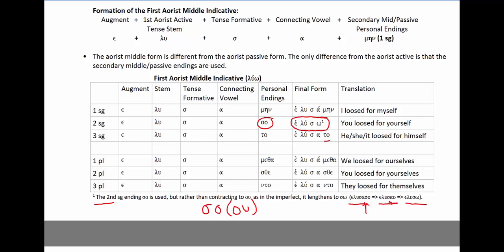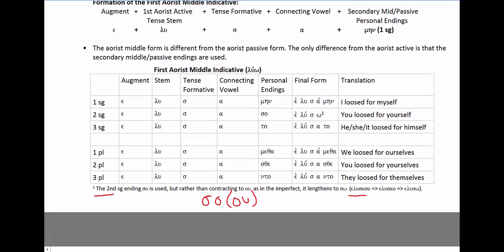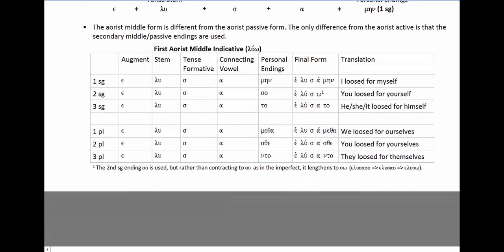So to pronounce these, let's say them out loud. This would be elusamen, elusao, elusato, elusametha, elusasthe, and elusanto. Okay, and these would be translated.